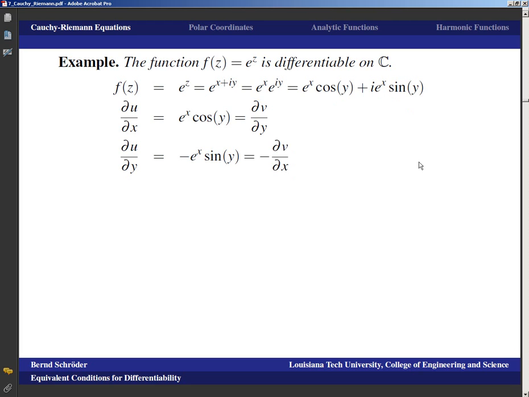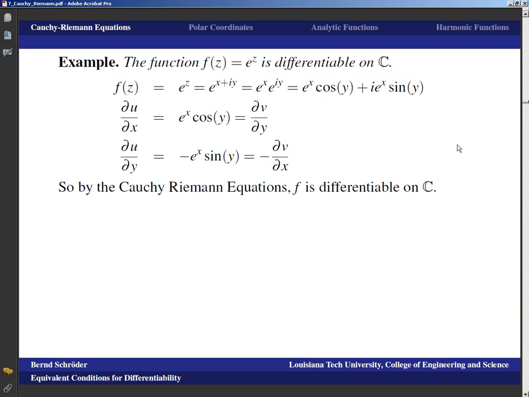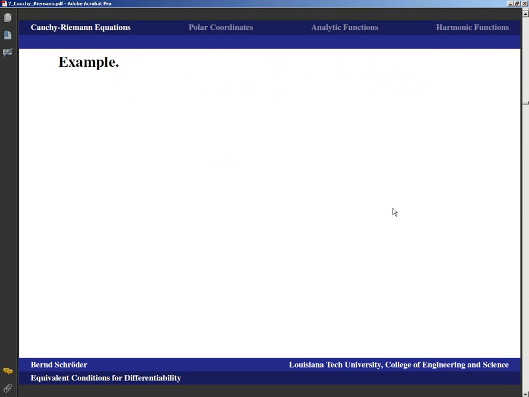So with just knowing enough about how partial derivatives work, we can show in a very efficient way that e to the z is differentiable on C, and that certainly makes the pain for the Cauchy Riemann equations that we had to go through worth it, because otherwise we'd have to do this one with difference quotients and any number of other functions that we may want to prove are differentiable. Okay, so by the Cauchy Riemann equations, f is differentiable on C.